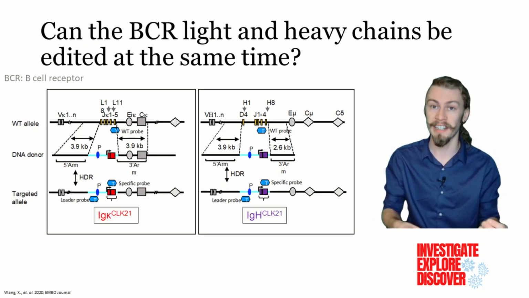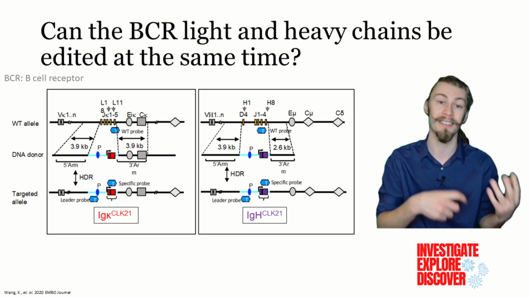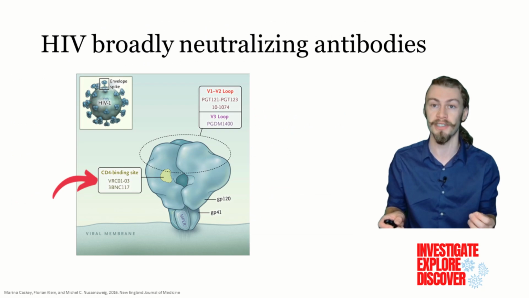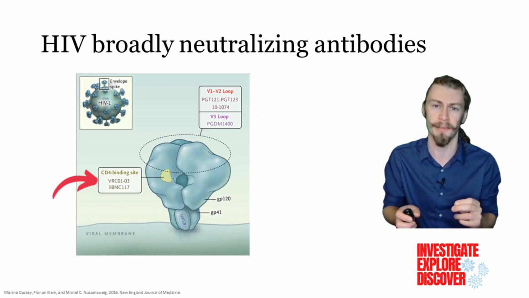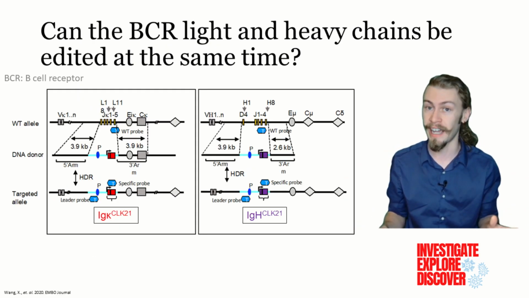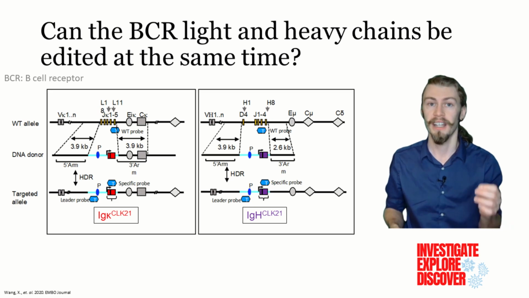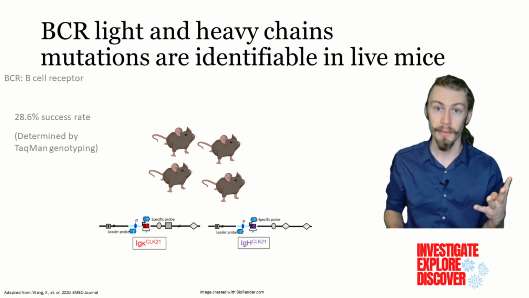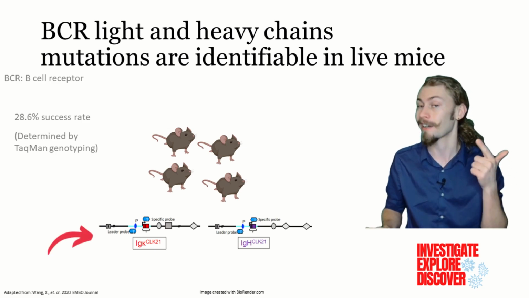They tested this by editing in CLK21 heavy and light chains. CLK21 is one of the native human germline VRC01 class BCRs, identified to generate broadly neutralizing antibodies to HIV. And when the authors injected all of the required components for DNA editing into fertilized mouse oocytes, this resulted in 14 founder mice being born, of which 4 of these mice expressed both the mutated heavy and light chains.